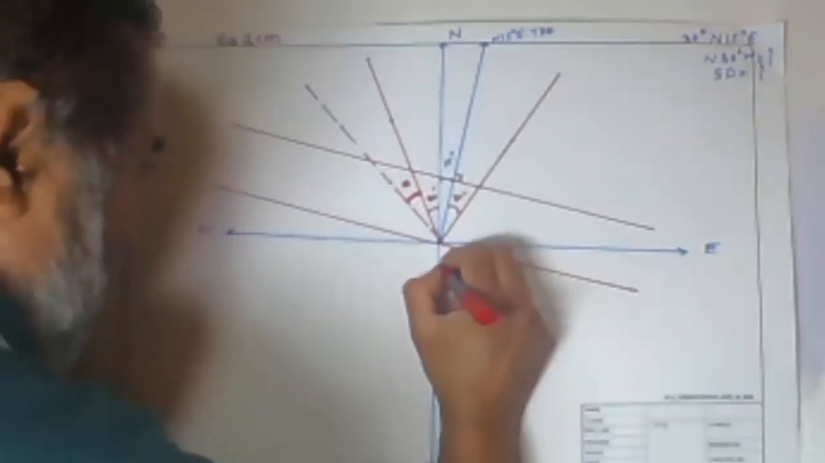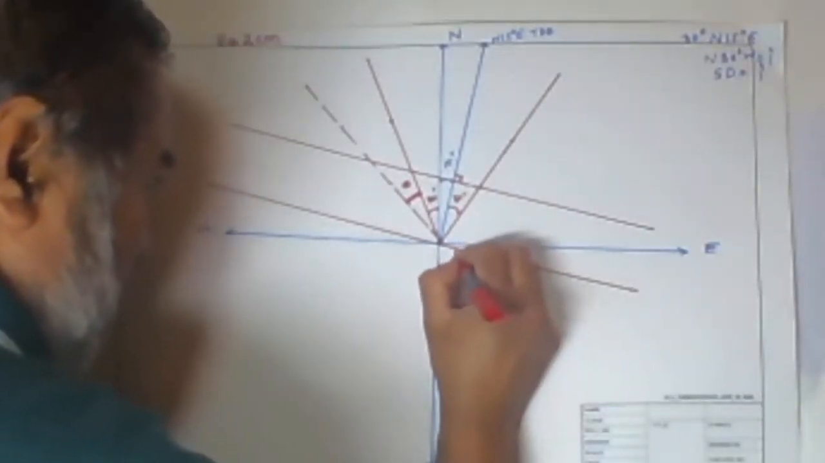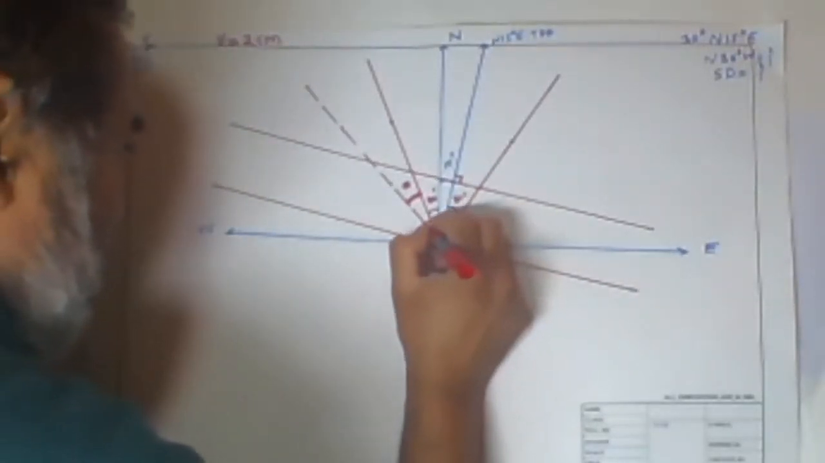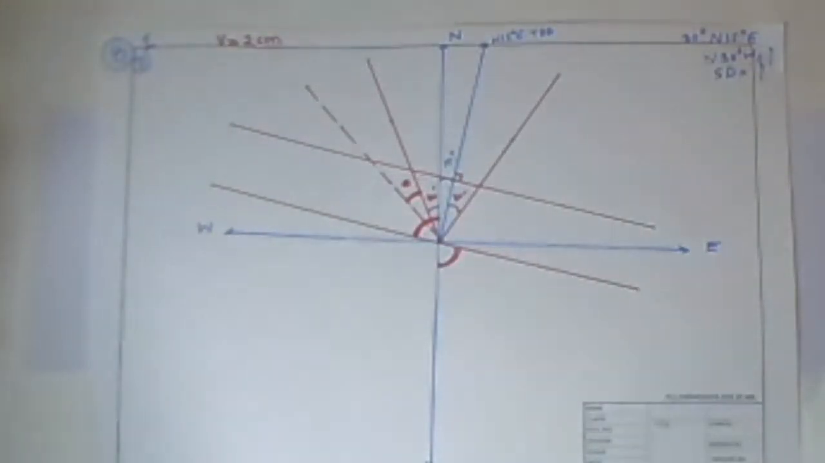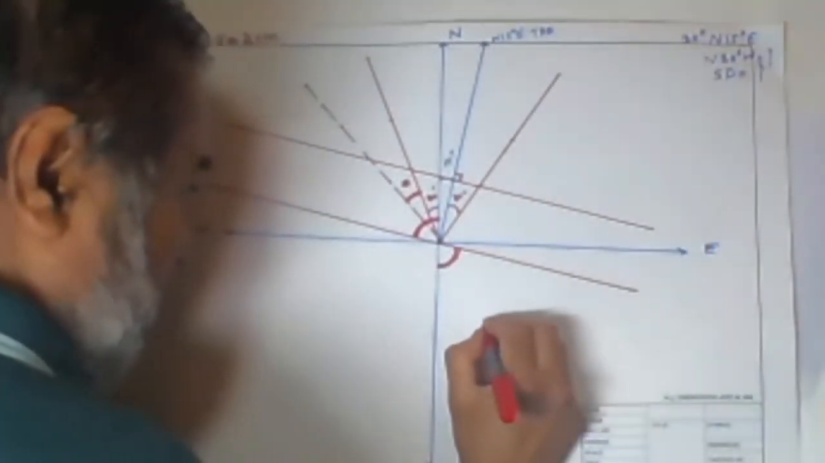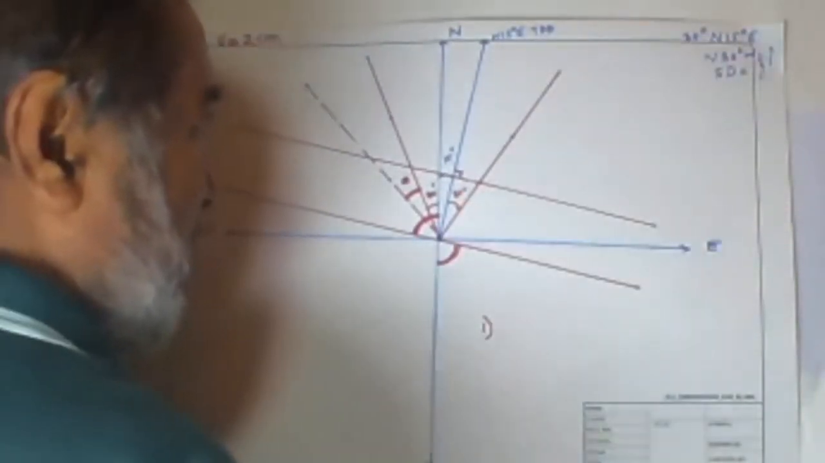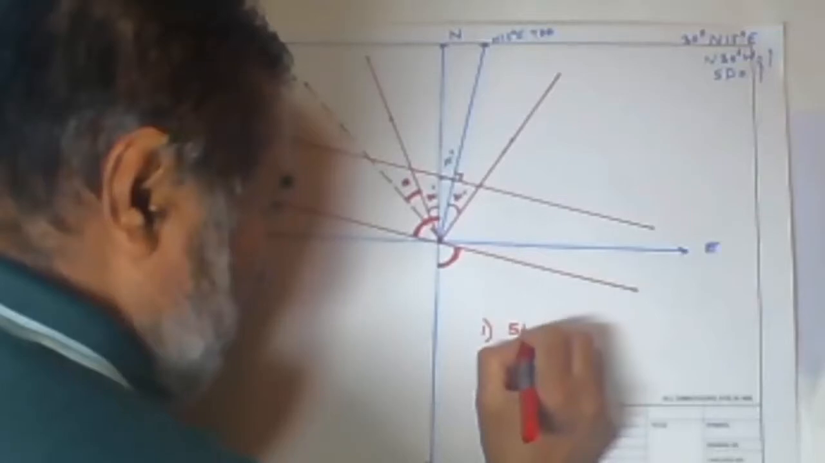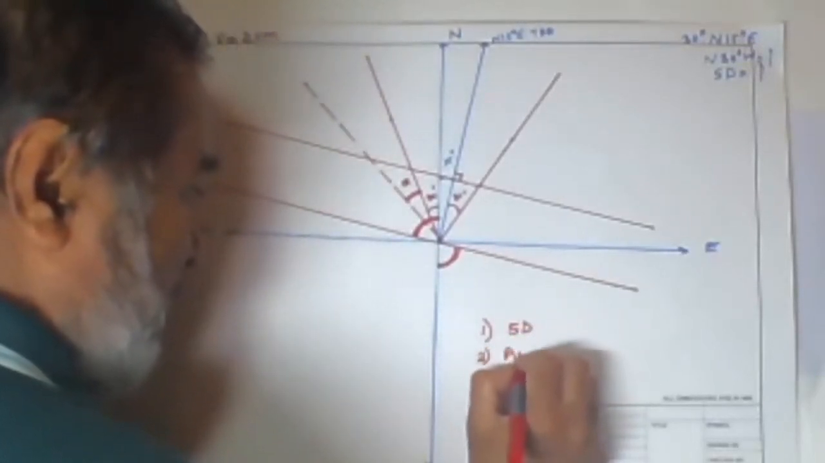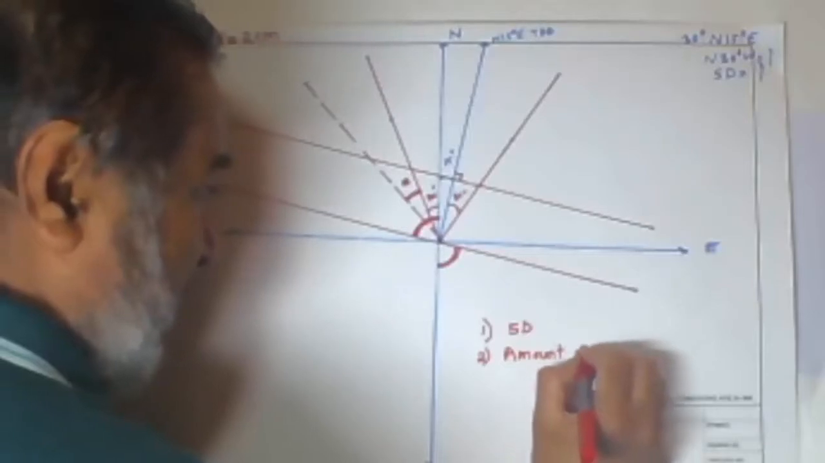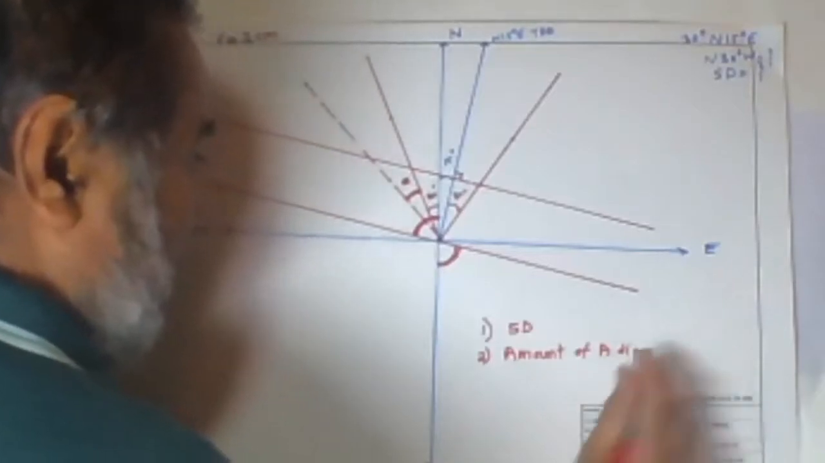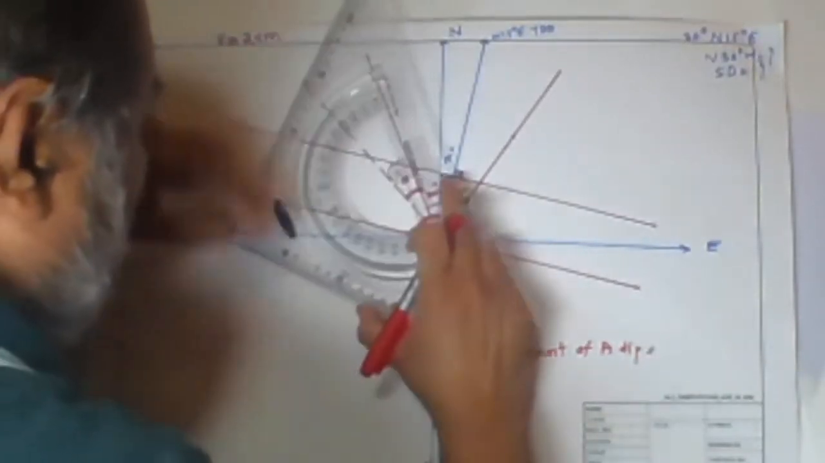Second one, with respect to south, this is the strike direction, and with respect to north, this is your answer for the strike direction. So now what is your observation? The first thing which will be asked, you have to give the north 30 degree west, how much is the amount of apparent dip there? And second one, strike direction. So strike direction, second one, amount of apparent dip. So you have to measure this one.